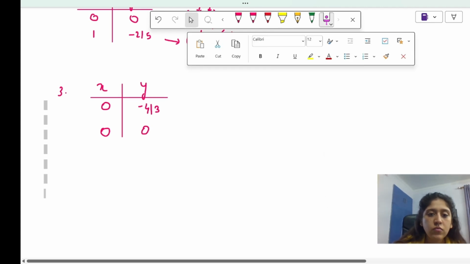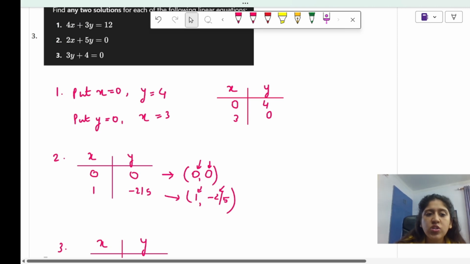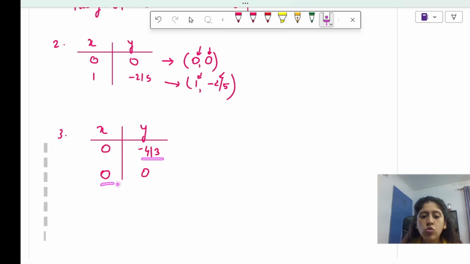Last हमारा था, last was this one, right? 3y plus 4. Yes, तो इसमें कोई x वेरिएबल नहीं है. So what we can do, look here, what we'll do is, यहाँ पे मैंने x को 0 लिया. ठीक है, and y I got as -4/3, and 0, 0 can also be a solution. Yes, क्योंकि अगर मैं x को 0 लूंगी y 0 ही होगा, because x का वेरिएबल ही नहीं है उसमें, so this can also be a solution. Yes, so we have got two solutions. I hope this full concept is clear to you.